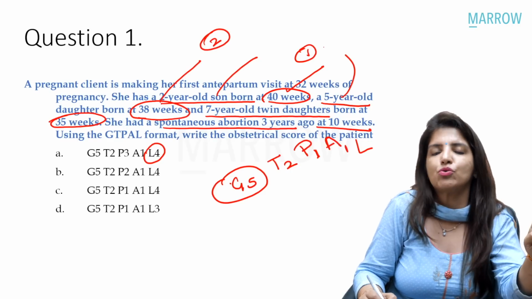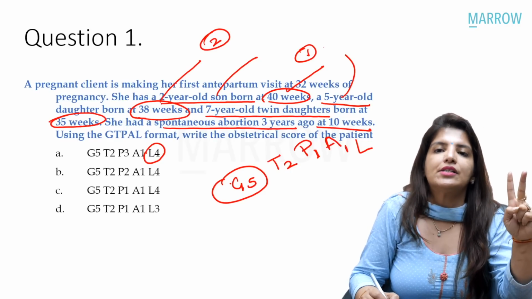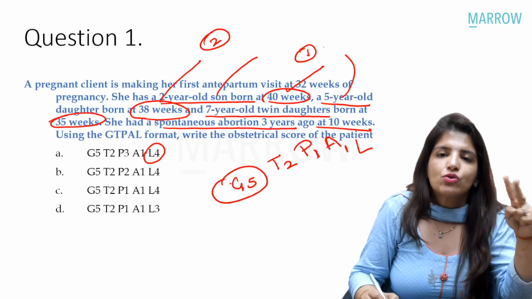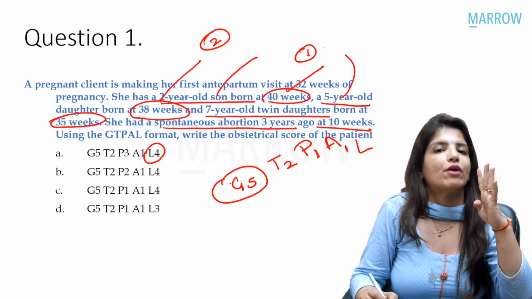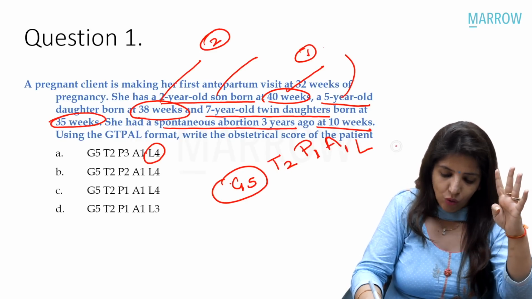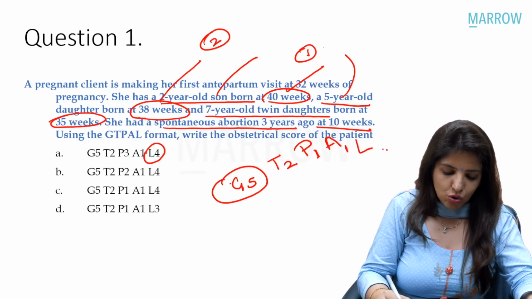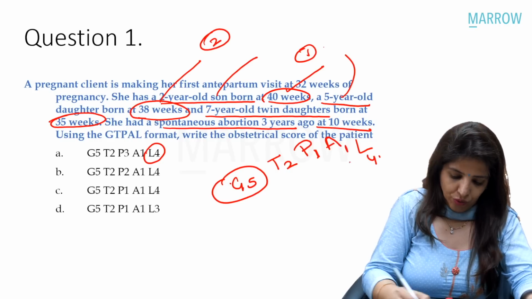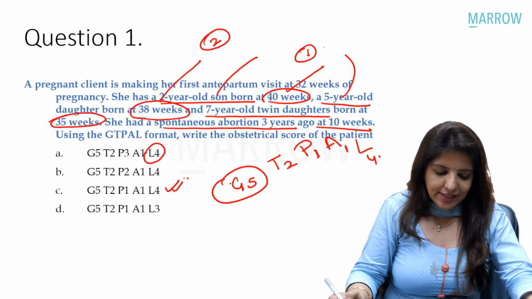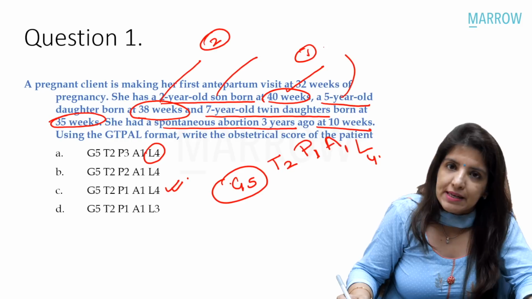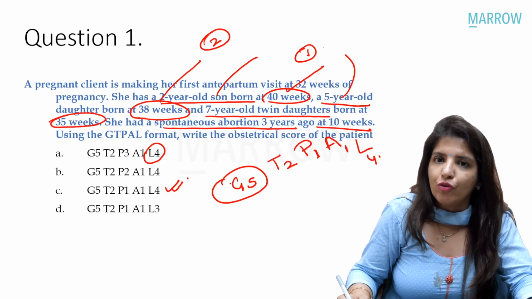And I was telling you just now that in L, twins will be counted as 2. So in number of living children, you have to count twins as 2. So it will be L4. So her obstetrical score is G5, T2, P1, A1, L4. So the correct answer is option C. Is that clear to all of you?